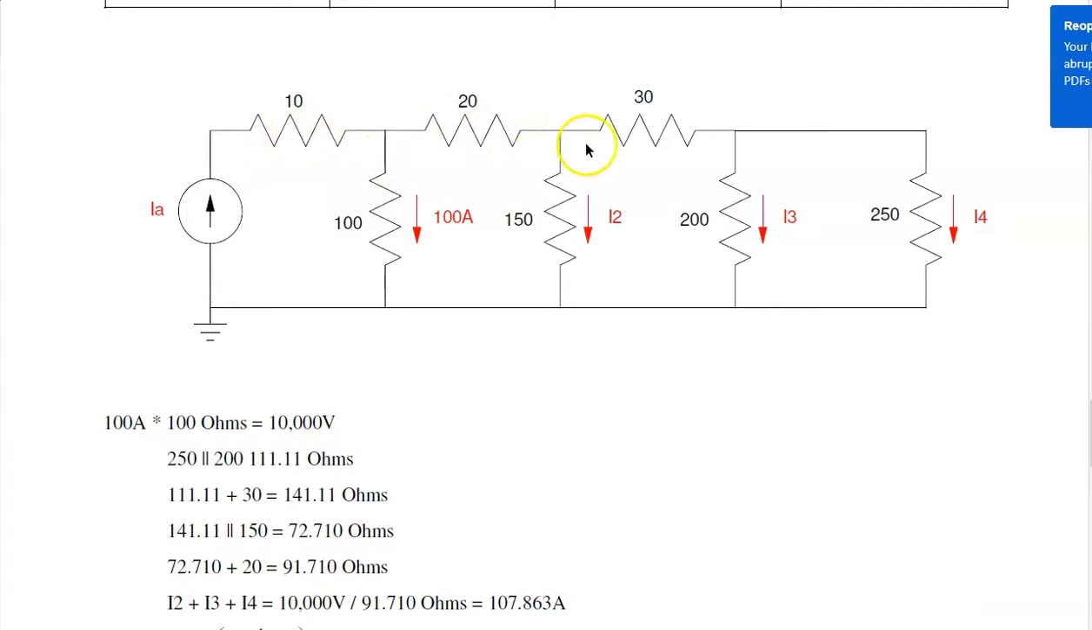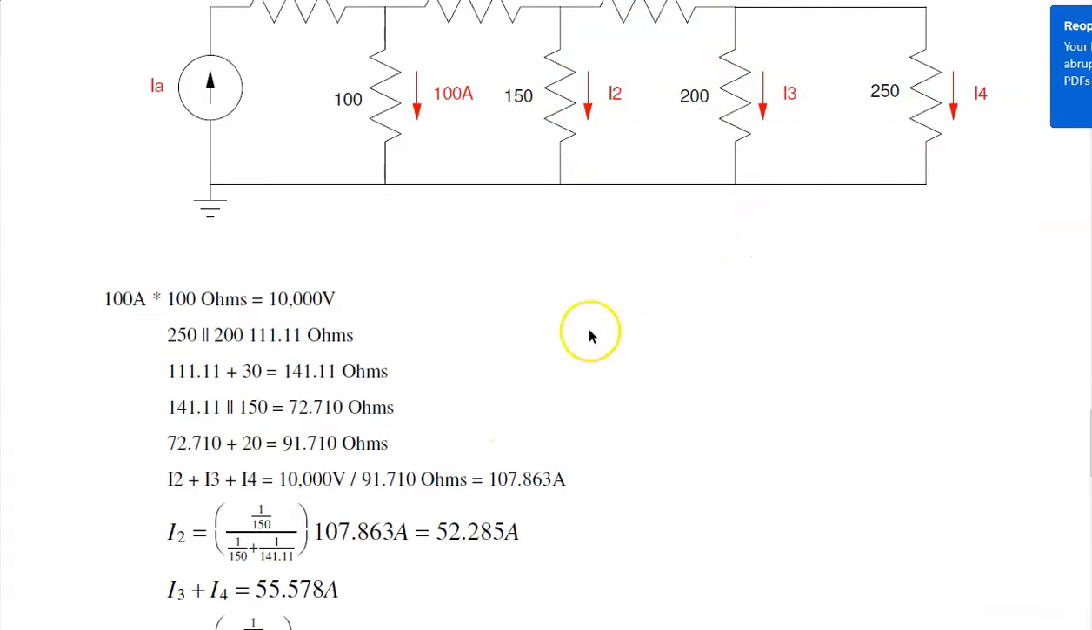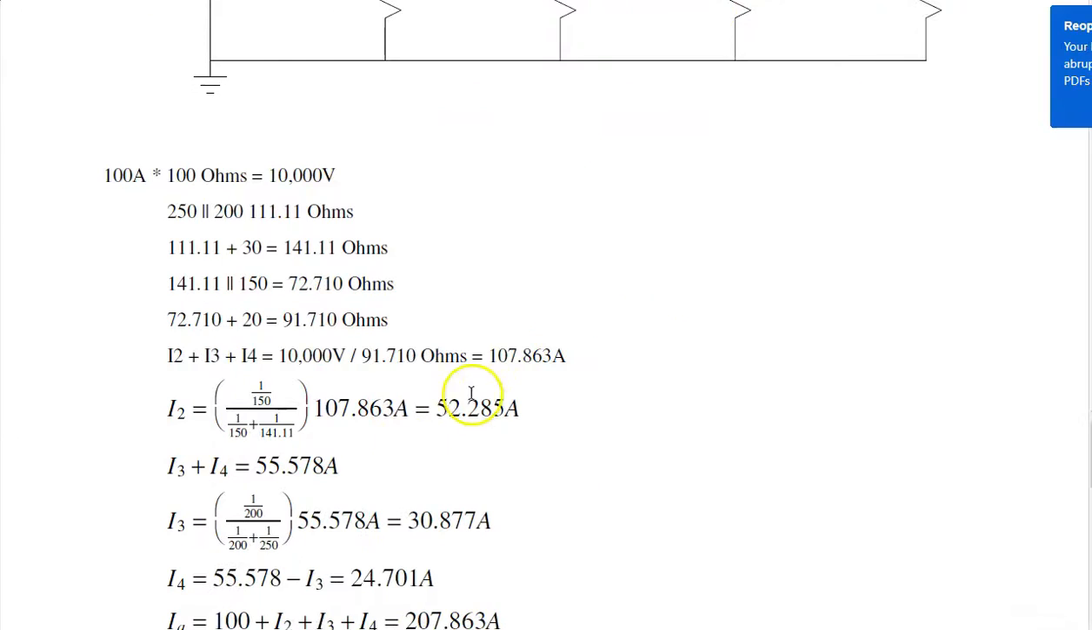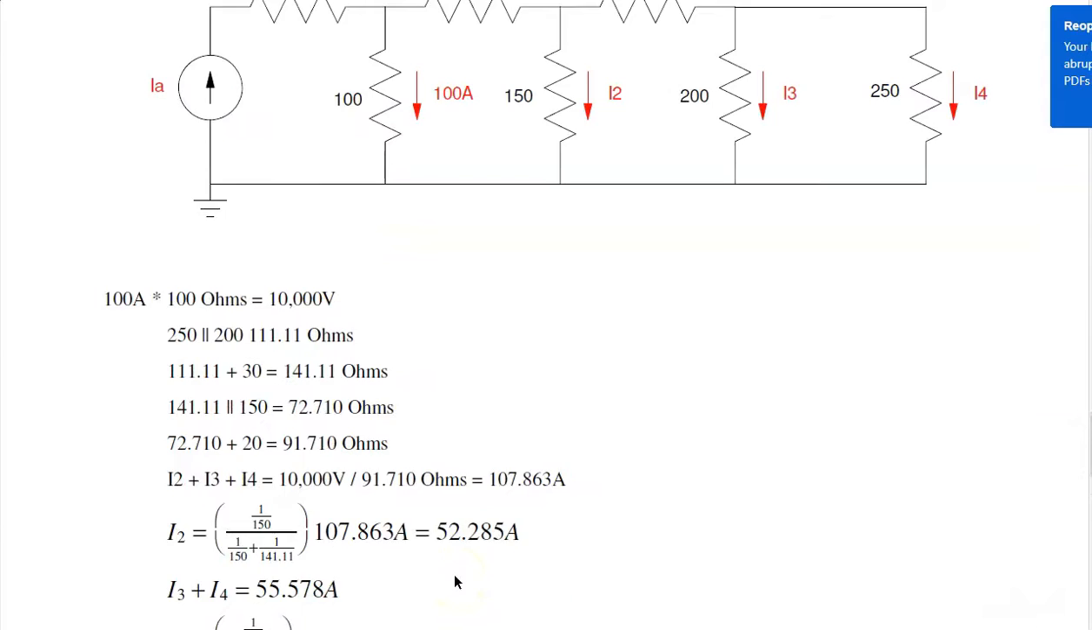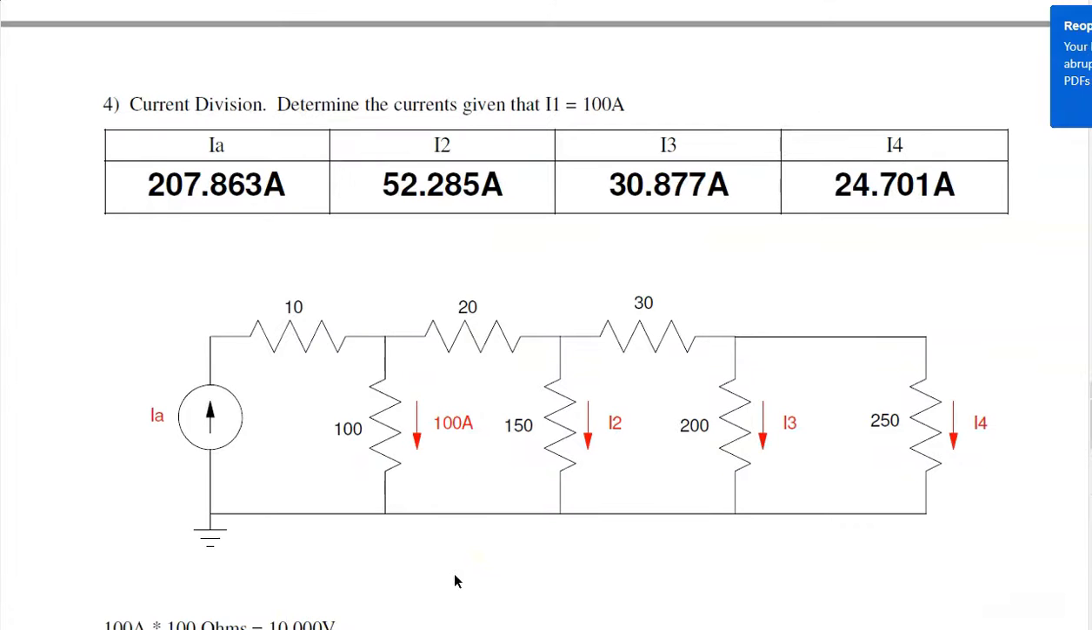This current, 107 amps, splits. 150 ohms here, take all this resistance, and it gives you 141 ohms. So the current through the 150 ohm resistor is that percentage of 107, 52 amps, leaving 55. Then by current division, of that 55 amps, this much flows through the 200 ohm resistor. The remainder goes through the 250 ohm resistor. So these should be the answers for problem number 4.